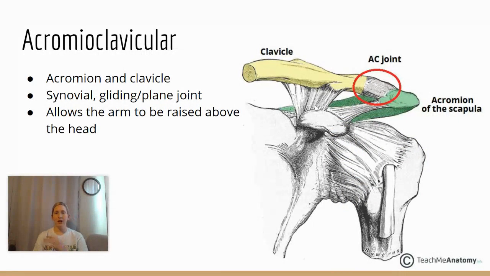Okay, so our next joint, our acromioclavicular joint, we often see it abbreviated as AC joint. This is between the clavicle and the acromion. Remember, there were multiple ligaments here, and then there were the coracoclavicular ligaments that also help to hold this down in place. It's a gliding joint. It's still synovial, but it helps to allow the arm to come up above the head. Okay, so you've got to have some movement there.